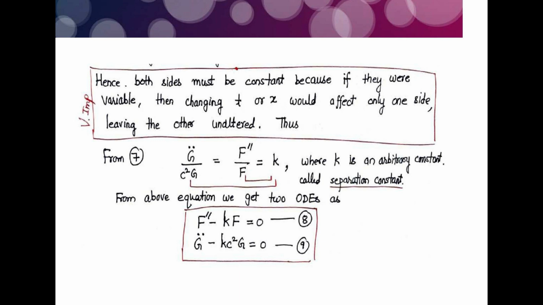Where k is an arbitrary constant, we call this one the separation constant. Here with variables time and x, G and F are changing, but these ratios are such that the left ratio of equation number 7 as well as the ratio on the right hand side containing variable x is also constant. So from this equation we have two ordinary differential equations: F double prime minus k times F equal to 0, that is equation number 8 containing only variable x, and the second equation, equation number 9, G double dot minus k times c square G equal to 0. Equation number 9 has only one variable, which is time t.